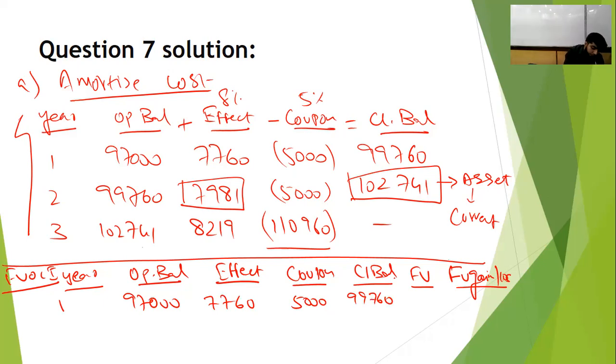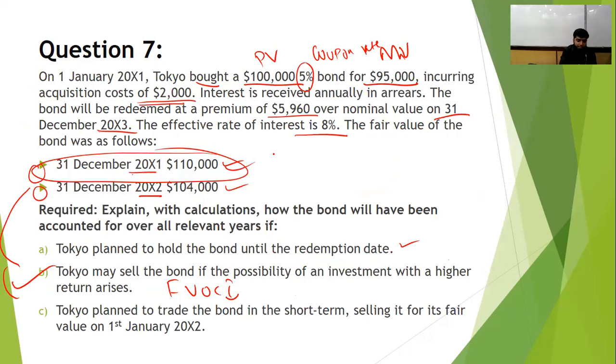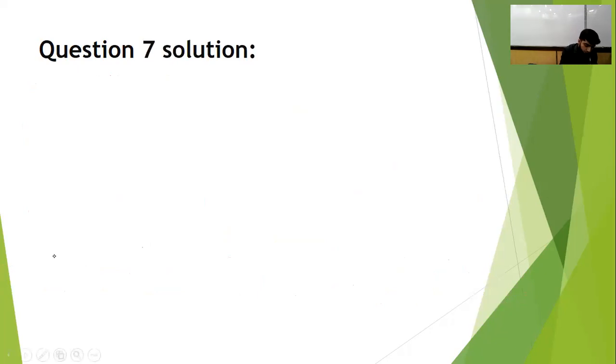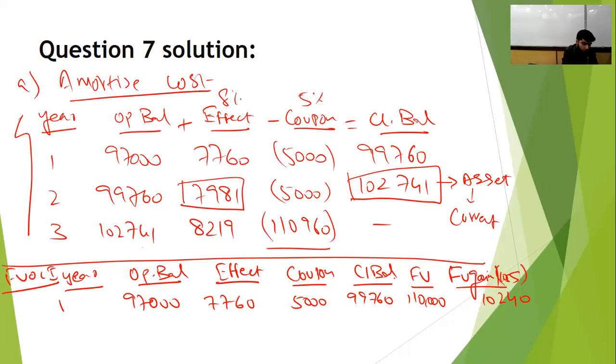So the closing balance was 99,760. Now, what is the fair value at the end of year one? The fair value was 110,000. The amount of investment was 99,760, but the market value is 110,000. Is the fair value increasing or decreasing? Yes, it's increasing, by 10,240. It means it's a fair value gain of 10,240. And we know that if you are following fair value through OCI, that gain will not be recognized in P&L, but it will be recognized in OCI.